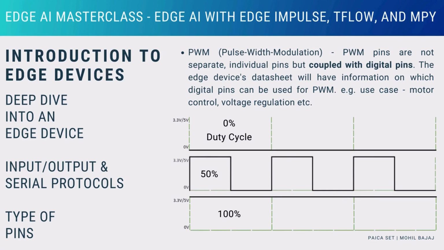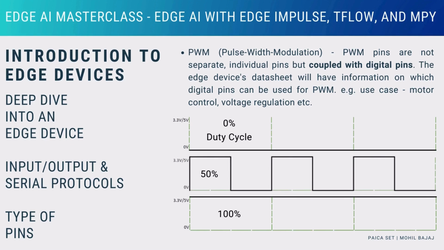Now, duty cycle denotes the amount of time in percentage that the power is on in each time period. So if the power is off for the whole of this time period, it is denoted by a 0% duty cycle, as shown in part 1 of the diagram. If the power is on for 50% of time and off for the rest, it becomes a 50% duty cycle, and the effective output voltage becomes 2.5 volts if the reference voltage is 5 volts, or 1.65 volts if the reference voltage is 3.3 volts, like for Arduino Nano.